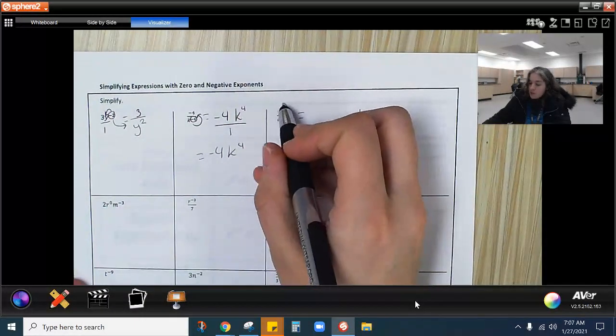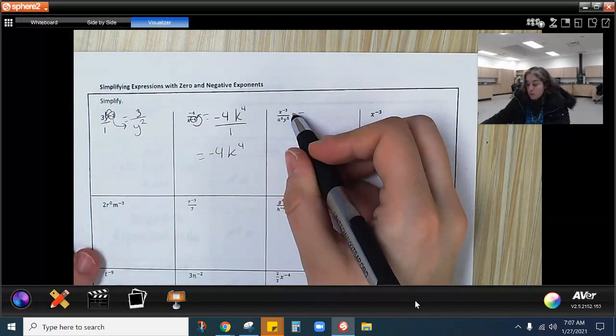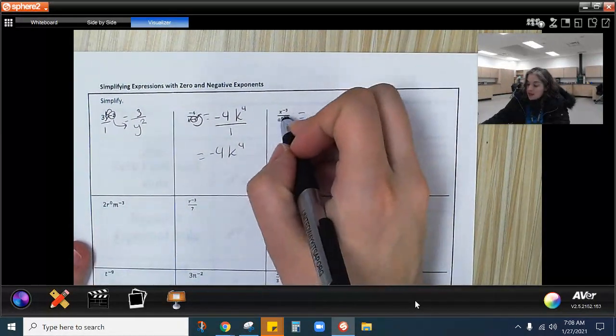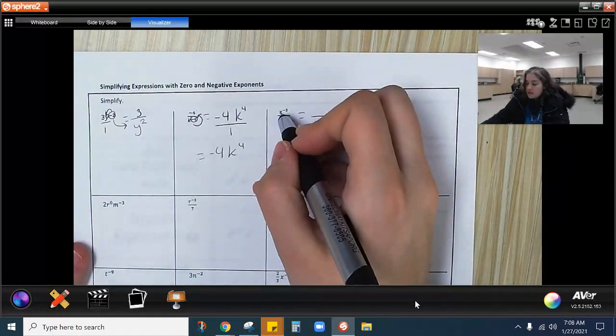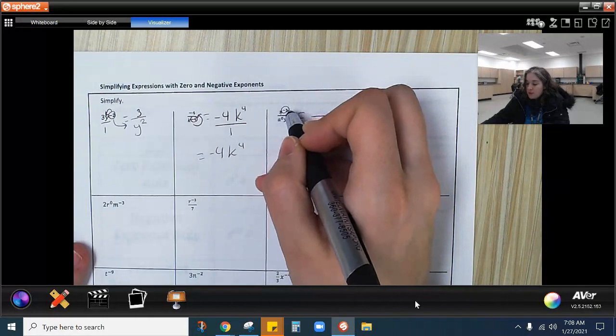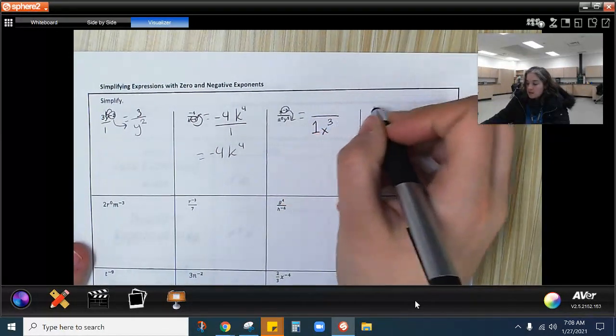All right, we're going to go through this one step at a time. And I like to go alphabetical. So we're going to start with the A. A to the 0. Anything to the 0 is always 1. X to the -3. Wait, it's a negative? That means I need to move it. So it moves to the denominator and the x turns positive.